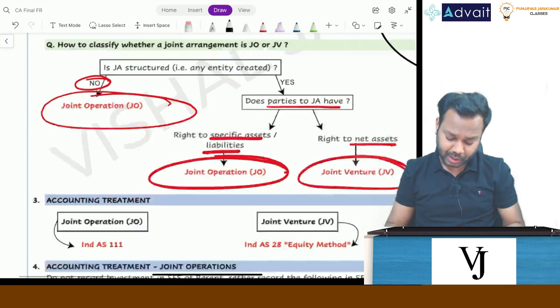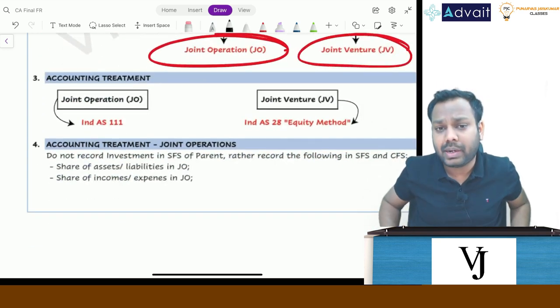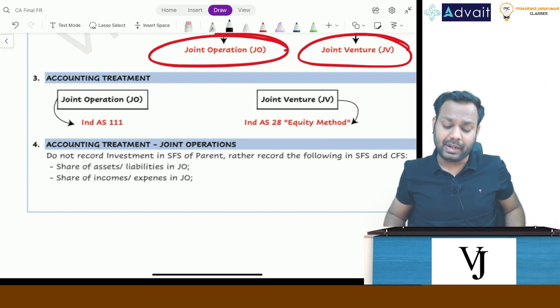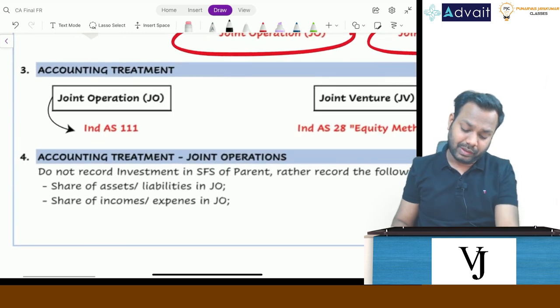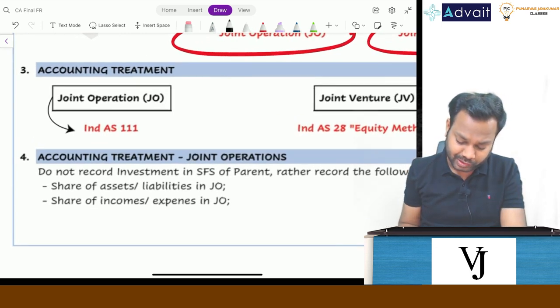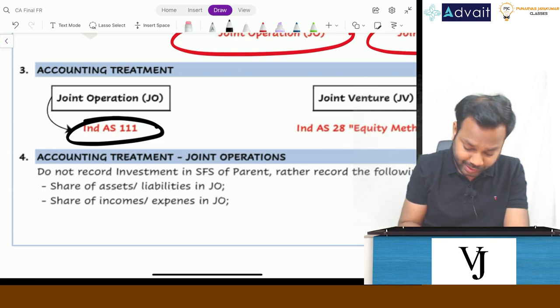Okay. Now comes the question: what should be the treatment of a joint operation and a joint venture? Accounting treatment. So standard says the accounting treatment of joint operation is covered under Ind AS 111 itself, the same standard which we are studying now.